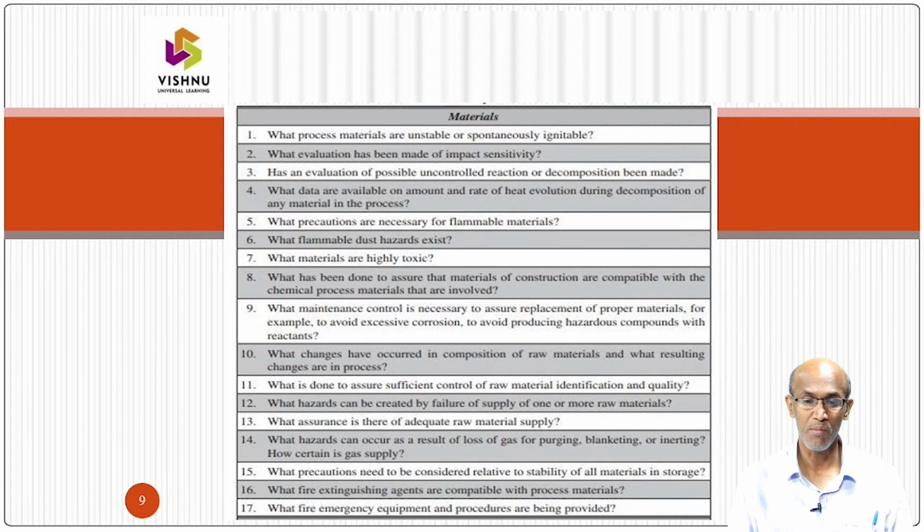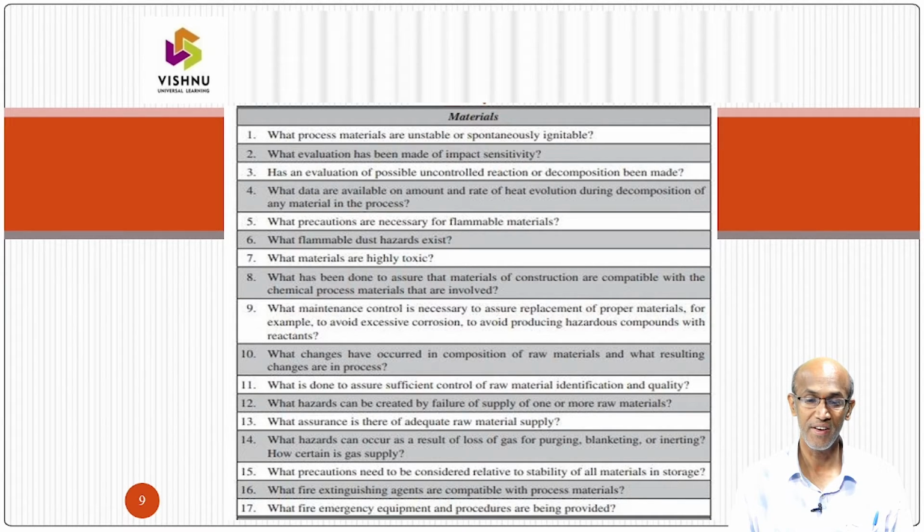What data are available on amount and rate of heat evolution during the decomposition of any material in the process? What precautions are necessary for the flammable materials? What flammable dust hazards exist? What materials are highly toxic?